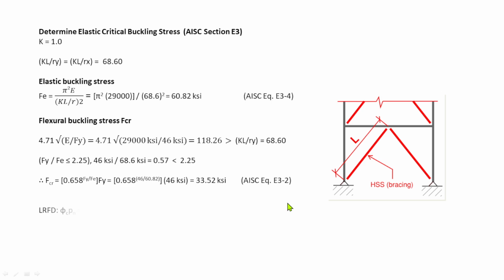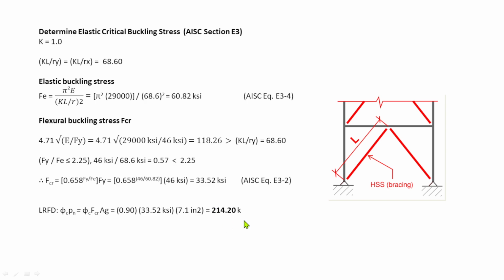Since we have determined Fcr, the critical buckling stress, we can calculate the LRFD value, which is phi times Fcr times the gross area of the steel, which is 0.9 times 33.52 ksi times the area, 7.1 square inch, and that is equal to 214.2 kips, and that is only for LRFD.